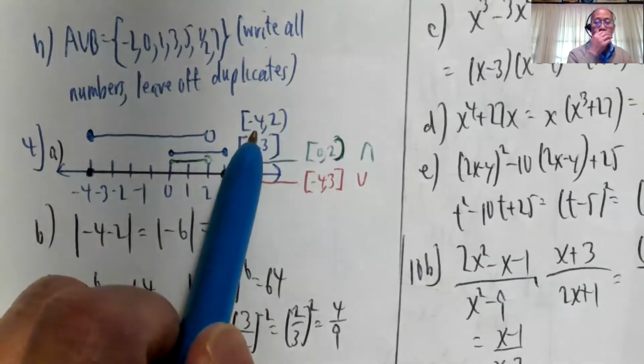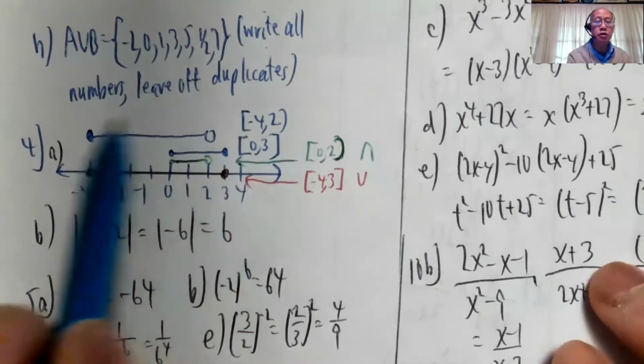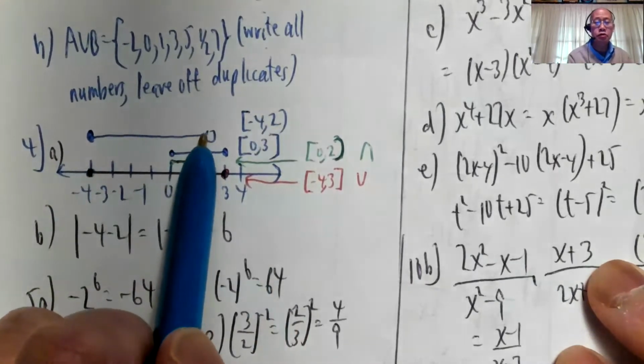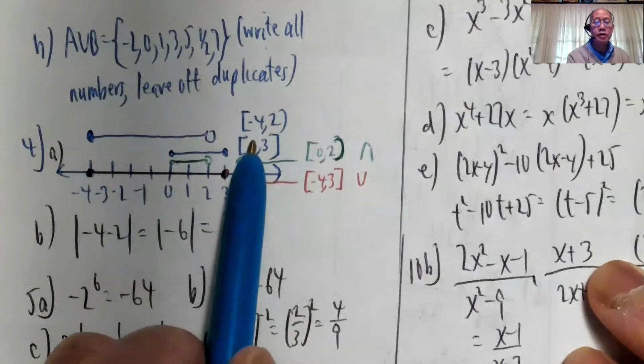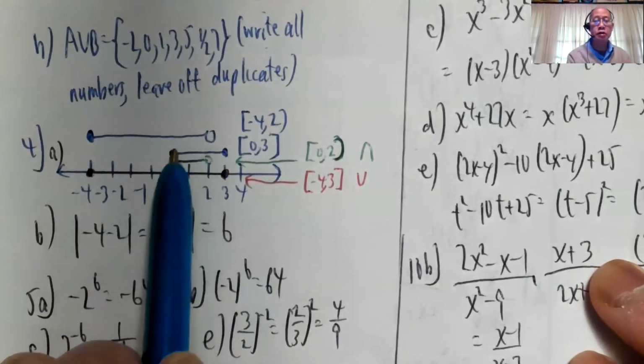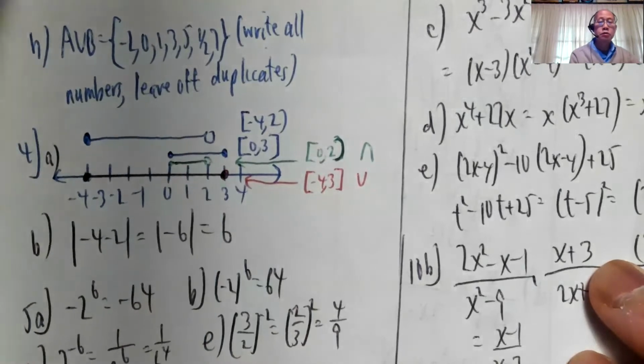Number 4, bracket -4, 2 parentheses. Bracket means include the -4. Parentheses means do not include the 2, so it's an open circle. Bracket 0, 3, bracket means everything between 0 and 3, including 0 and 3, so closed circles.